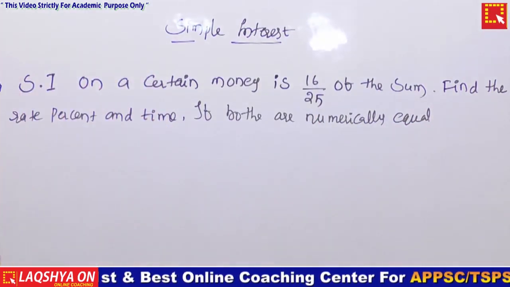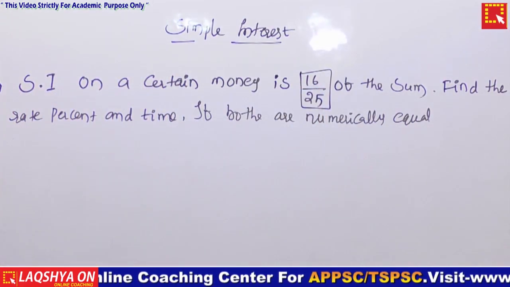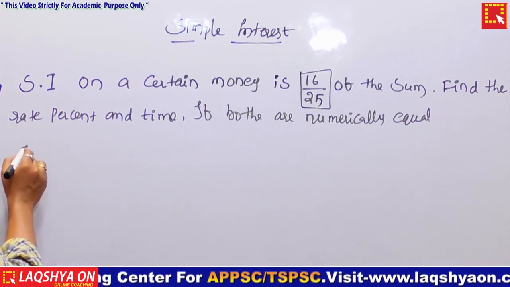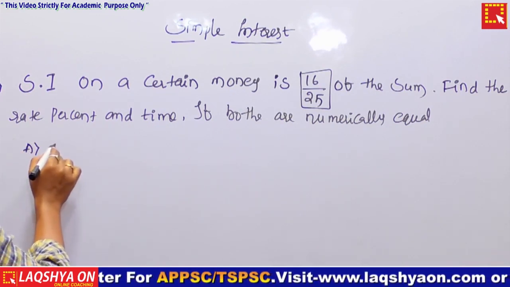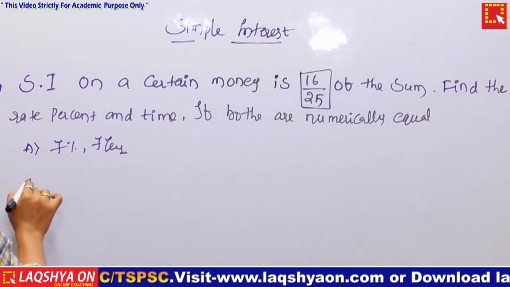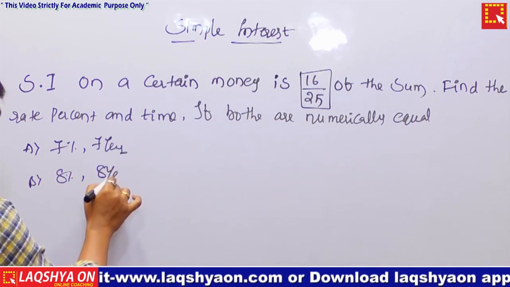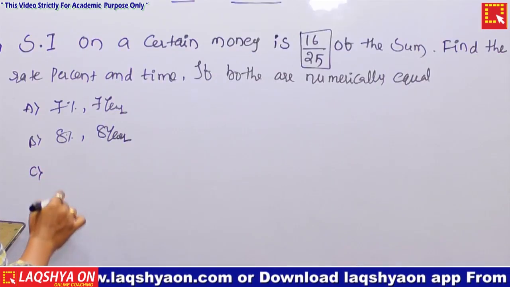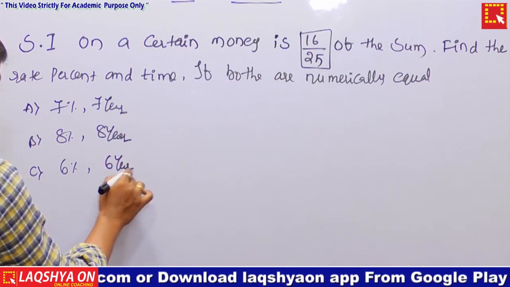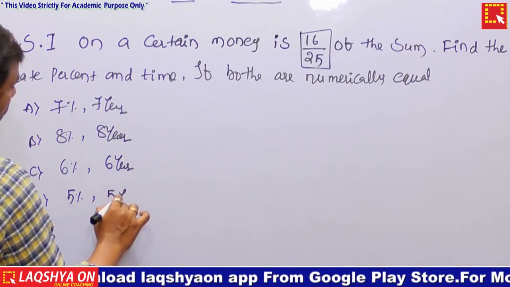Okay, let's see. Simple interest on a certain money is 16/25 of the sum. Find the rate percent and time if both are numerically equal. Option A, 7%, 7 years. Option B, 8%, 8 years. Option C, 6%, 6 years. Option D, 5%, 5 years.